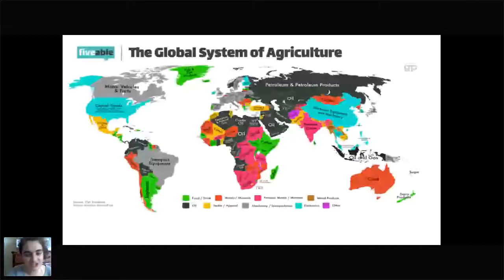And this is just a picture to show the specialization of different parts of the world in different materials and different resources. For example, you can see in the Middle East, they're very rich in oil. Sorry, we see in Africa, they have a lot of oil and gold.